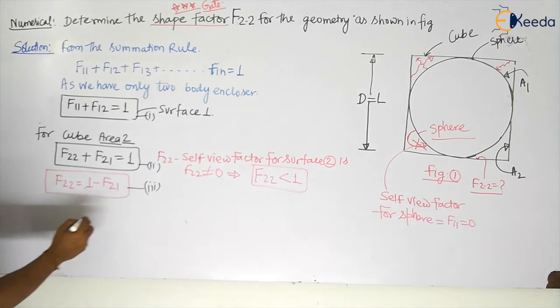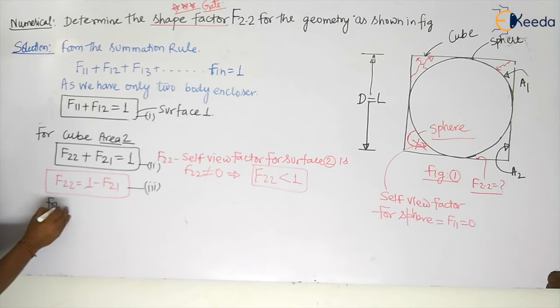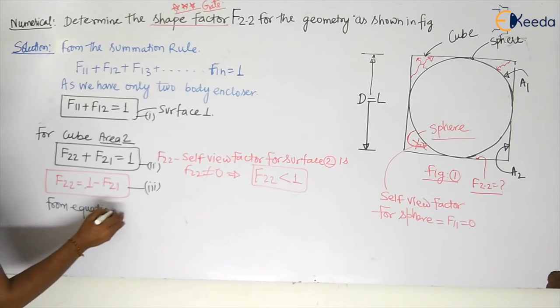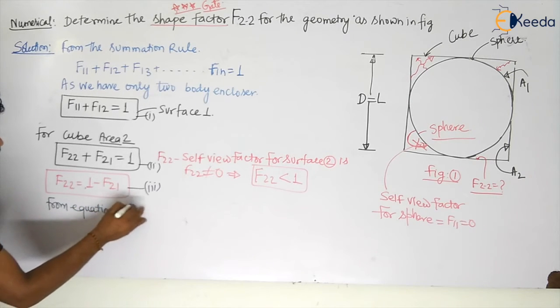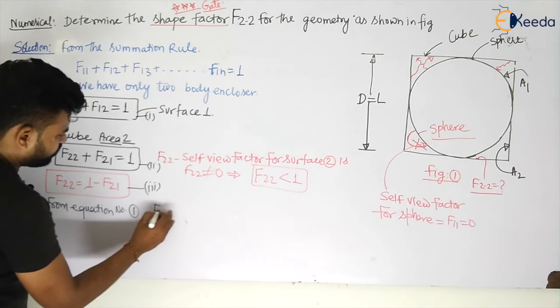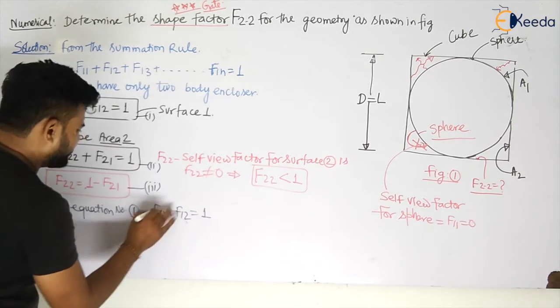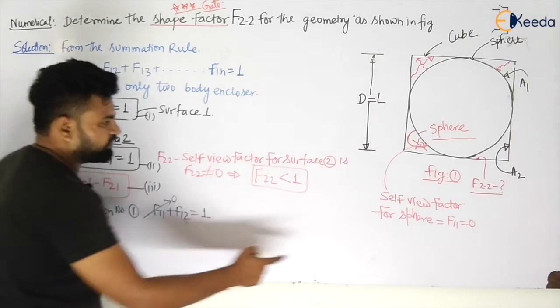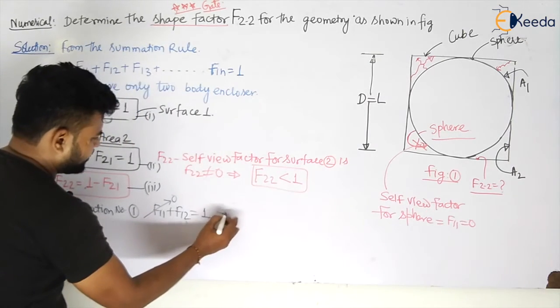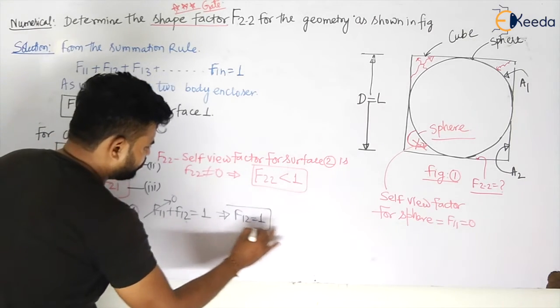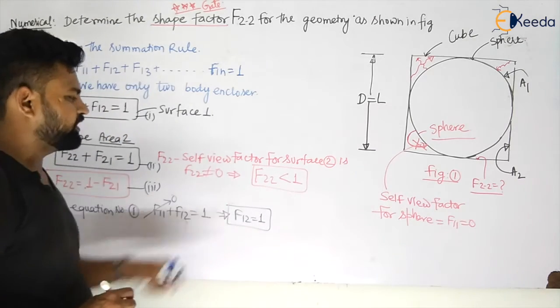So from equation number 1, we can have F11 plus F12 is equal to 1. But F11 is becoming 0, my dear students. The self-view factor for the sphere is 0. So that implies F12 will be equal to 1. So why are we calculating this?